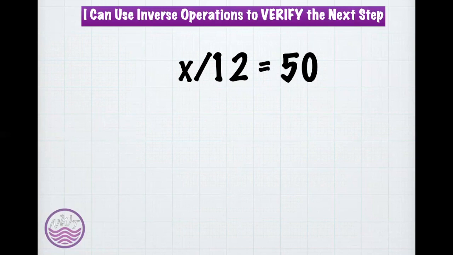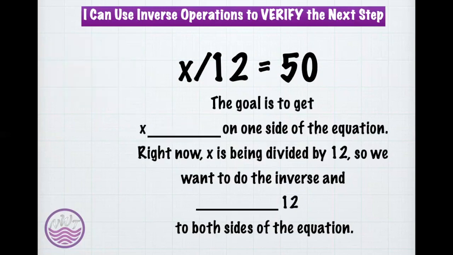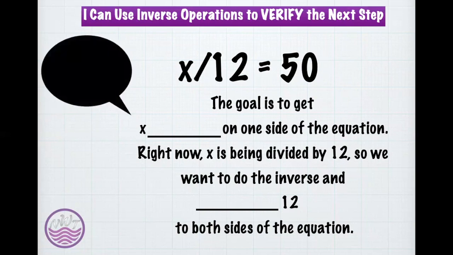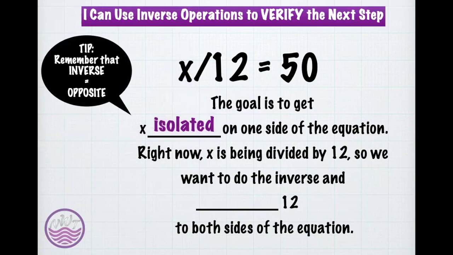So in this question, we have x divided by 12 equals 50. So remember that slash is also a division sign, not just the division sign that you typically see with the two dots. So there's a couple different signs. So if I have a sentence frame like this, again, the goal is to get x, or whatever variable, it could be a, it could be b. The goal is to get x what? We've got to think of where I want the x. So of course, we know that we want to get it alone, by itself, isolated.